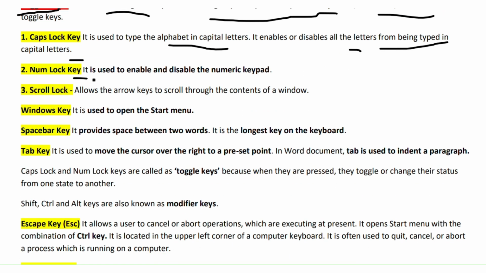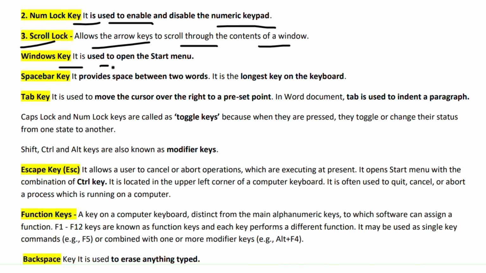What is Num Lock? It is used to enable and disable the numeric keyboard. What is Scroll Lock? It allows the arrow keys to scroll through the contents of a window. What is the Windows key? It is used to open the Start menu.